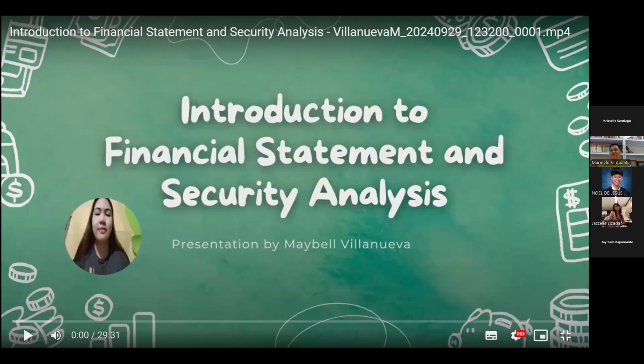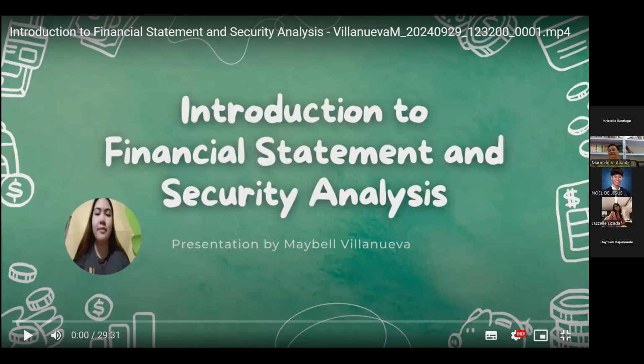Okay, so this time we focus on financial management, or financial statement and security analysis. Financial statement and security analysis are integral components of financial analysis and investment decision making. Financial statements provide a comprehensive overview of a company's financial performance and position.